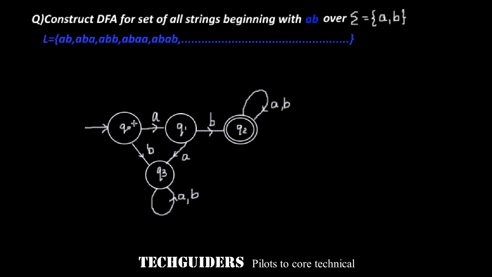So state Q0 remembers that the beginning substring AB is not found. Q1 remembers that the string started with A. Q2 remembers that the string started with AB. Q3 remembers that the string didn't start with AB. So for every state, for every possible input, we have specified the transitions, and this is a DFA.